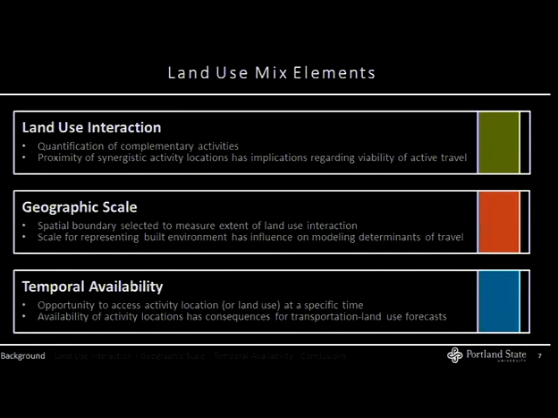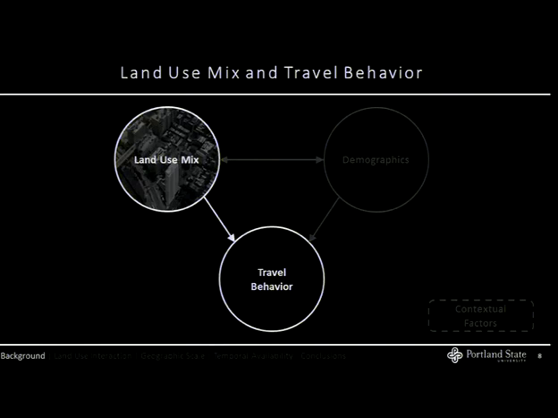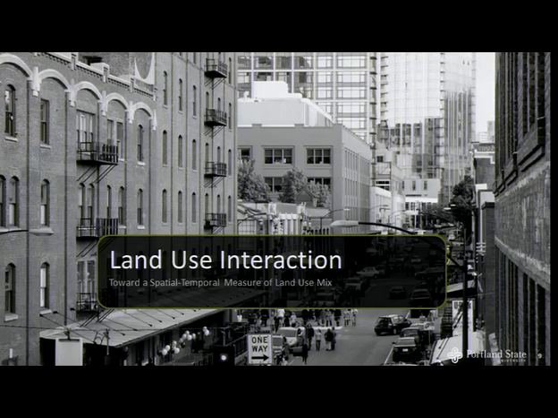So in thinking about these 3 different elements and putting it in a rudimentary travel behavior context, I'm most focused on this association between the built environment and its influence on travel behavior, and particularly land use mix, and so representing it as these 3 different elements. And now I'll go through what the literature says about each of these 3 different land use mix elements.